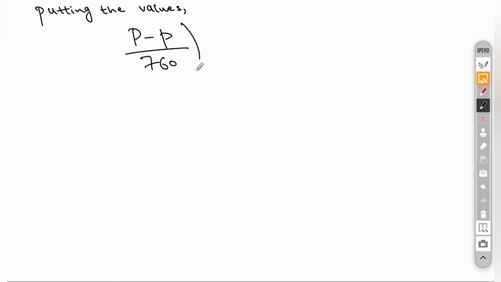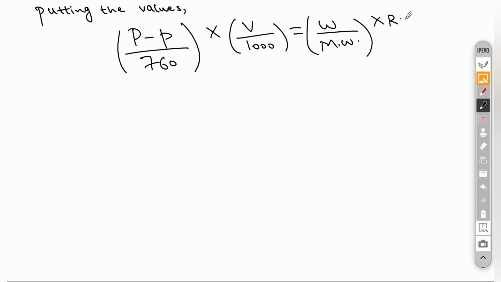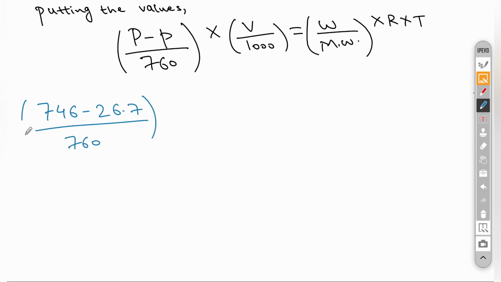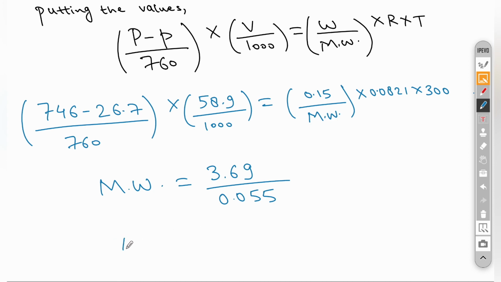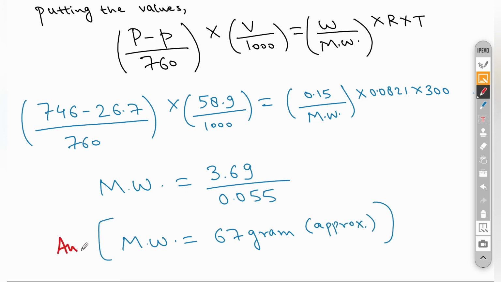Putting the values, we have capital P minus small p divided by 760 multiplied by V divided by 1000 is equal to W divided by molecular weight into RT. Simply PV is equal to nRT. Now putting the values, 746 minus 26.7 divided by 760, 58.9 divided by 1000 is equal to 0.15 divided by molecular weight, with the value of R and the value of T. So molecular weight will come out to be 3.69 divided by 0.055. Molecular weight will be approximately 67 gram. So this will be simply the answer. Hope you all understand this. Thank you for watching.